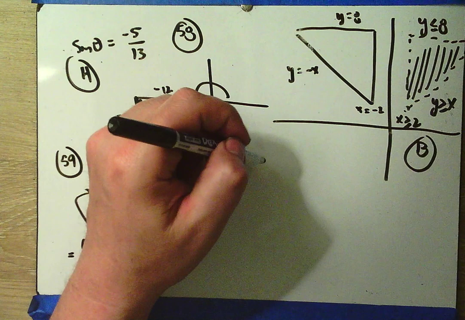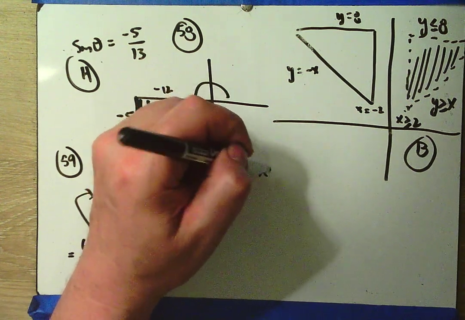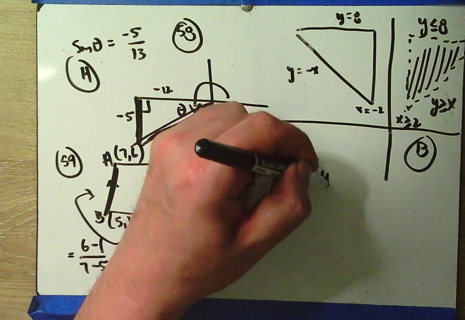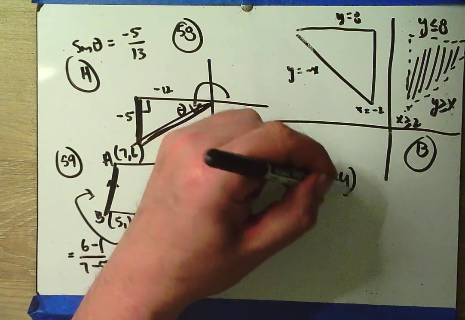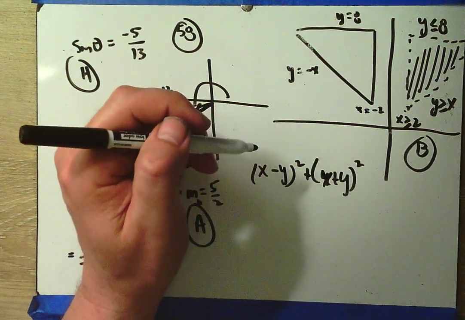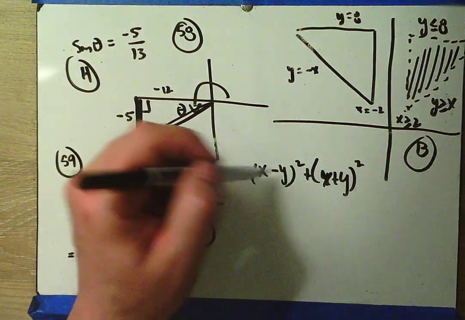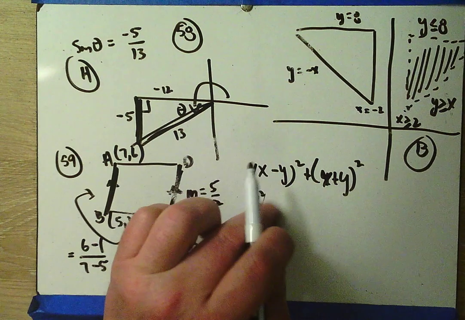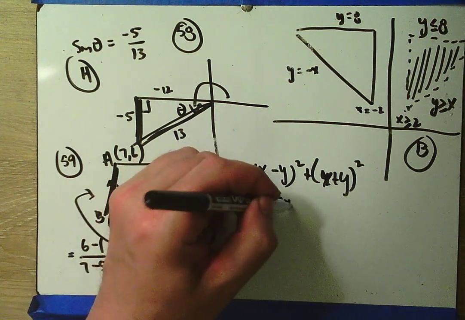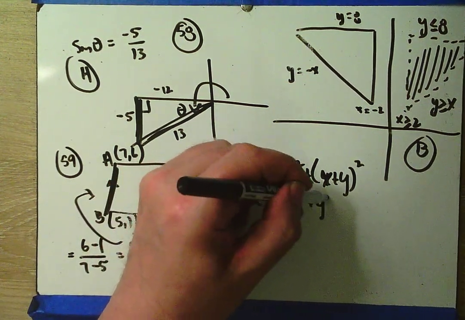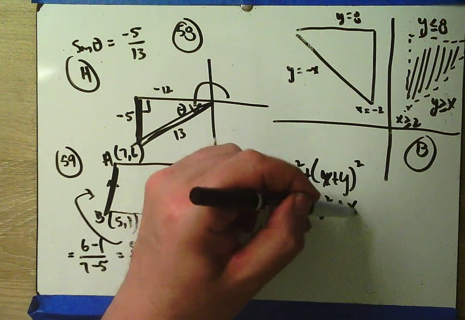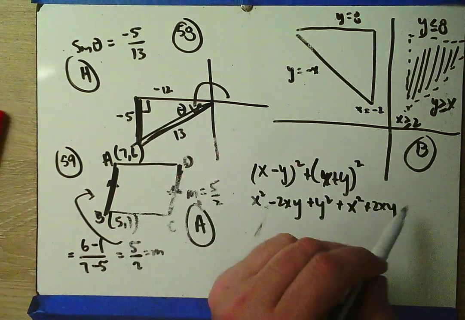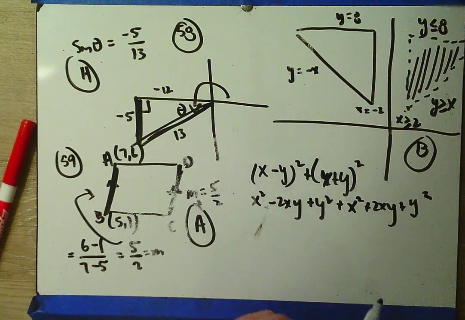Our last problem, there's a function in terms of x's and y's such that x minus y squared plus x plus y squared. All right, so I'm going to simplify this first by FOILing. I'm going to have x squared minus 2xy plus y squared. And now for this one, x squared plus 2xy plus y squared.